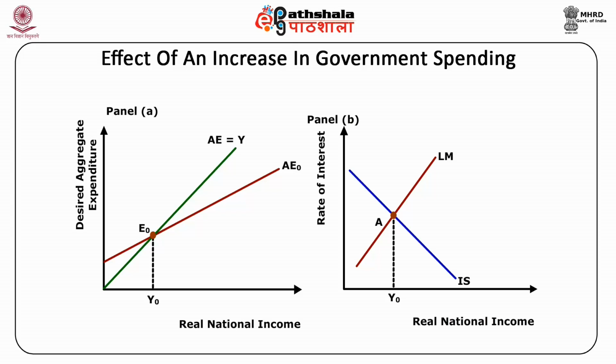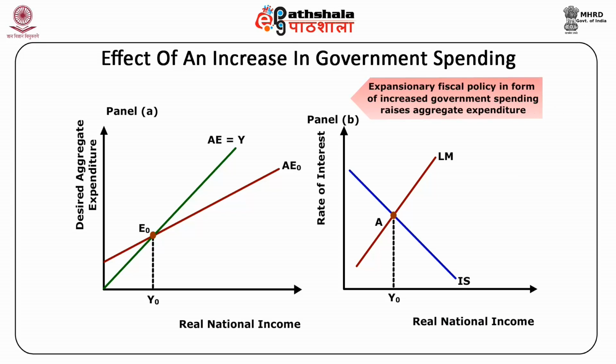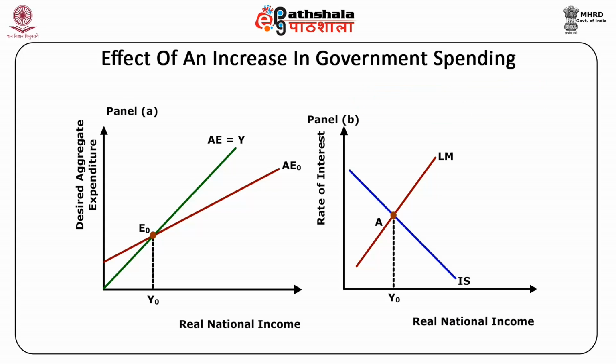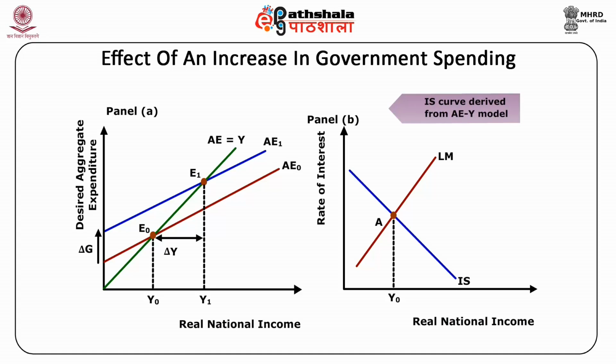The government undertakes an expansionary fiscal policy in the form of increased government spending, which raises the aggregate expenditure. The AE curve shifts above from AE naught to AE1. This results in higher spending and a higher level of output and income. As the IS curve is derived from the AE-Y model, this change is reflected in terms of a shift in the IS curve to the right from IS to IS dash.